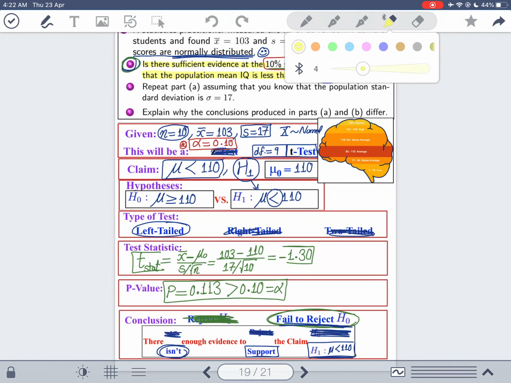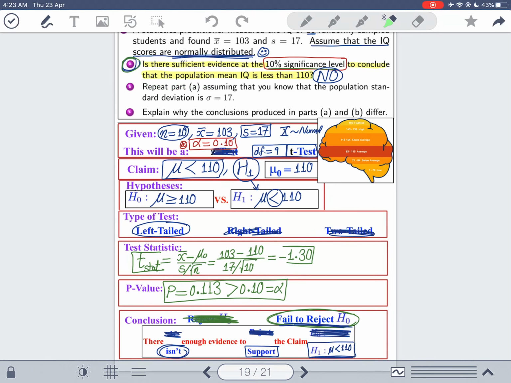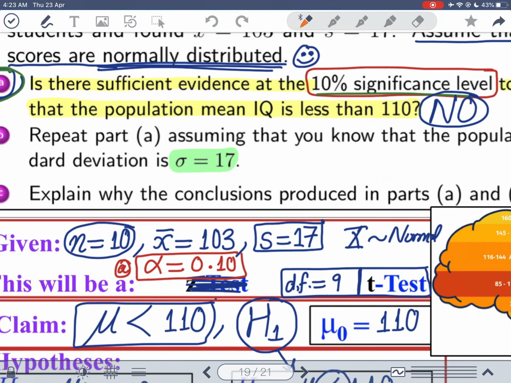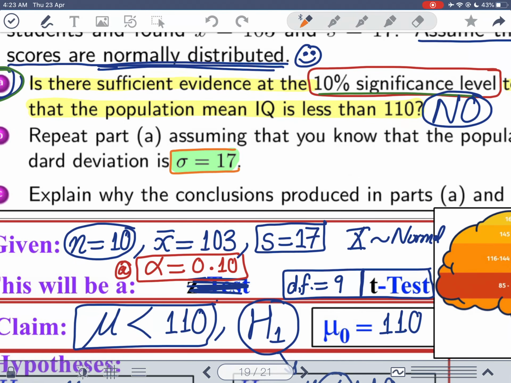And let's look at the second part, and this is where I want you to pay full attention. Repeat part A, assuming that you know that the population standard deviation is sigma equals 17. So they're making it easy for you here. Let me choose this color. They're telling you now you have the population standard deviation.